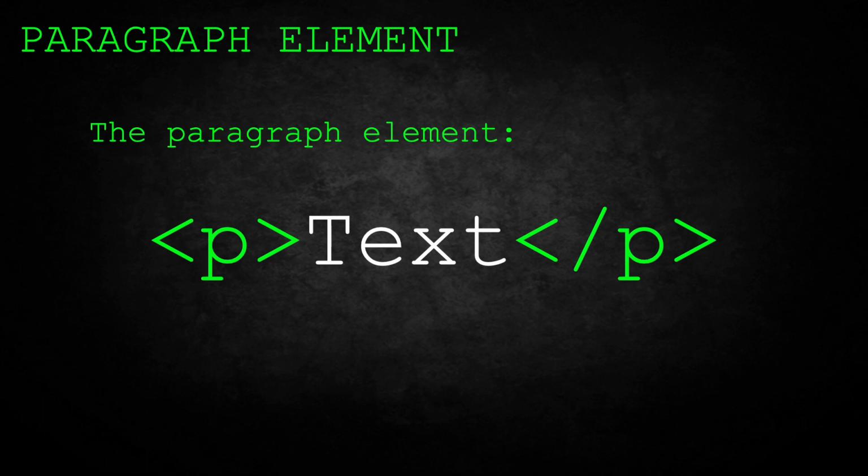So if I have content such as the word text, I can define this element as a paragraph using the opening and closing P tags. That's pretty easy, right? Let's add a few more elements.